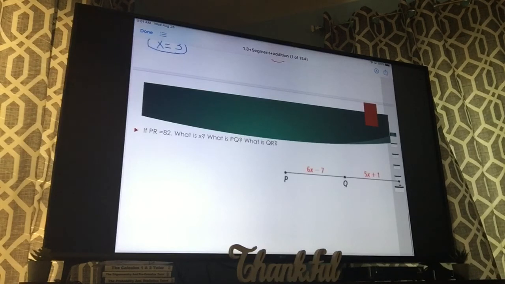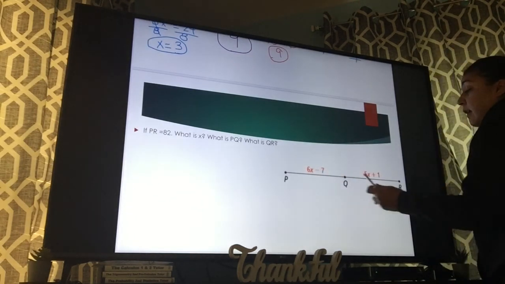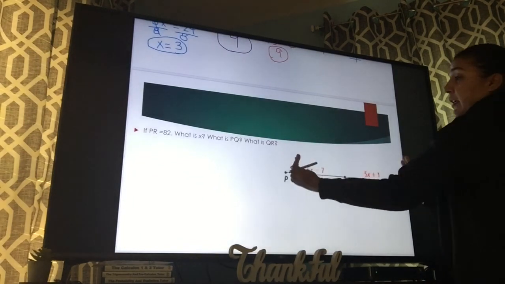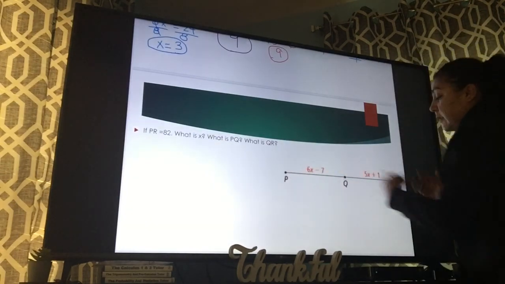Okay, and then here's the last one. I want you guys to try to do it by yourself. Probably maybe draw the picture on your piece of paper or something. Okay, so it says, if PR equals 82, what is x? What is PQ? What is QR? Our PQ is 6x minus 7. Our QR is 5x plus 1. So we know that this whole segment is 82.